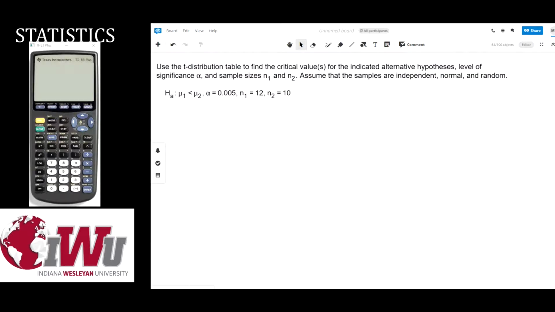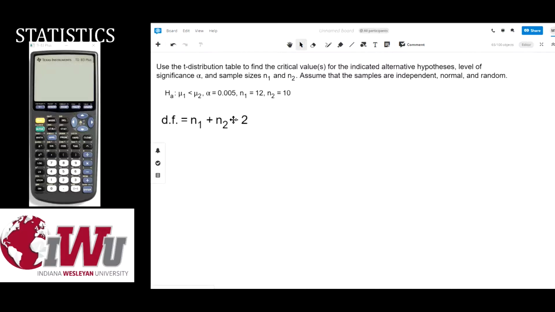So now we're going to look at the two-sample t-test. The first thing we're going to do is find the critical values, again assuming that the population variances are equal. We're going to begin by finding the degrees of freedom. For this, it's going to be a little different.